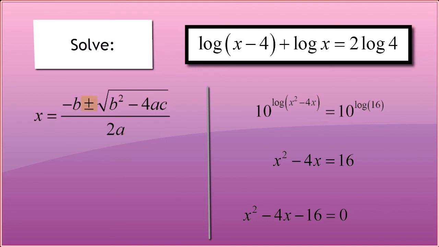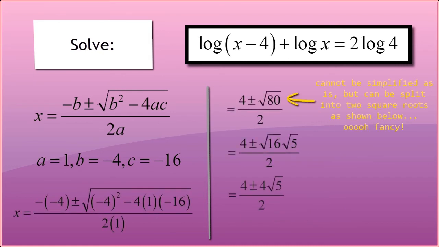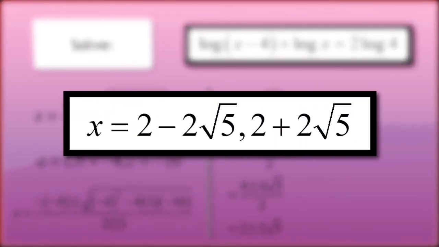Note that the plus-minus operator tells us that we will need to do two separate calculations. In the first calculation, you will add the two terms in the numerator. In the second separate calculation, you will subtract the two terms in the numerator. We have a equals 1, b equals negative 4, and c equals negative 16. Plugging in our values and simplifying as much as possible, we get x equals 2 minus 2 root 5 and x equals 2 plus 2 root 5.